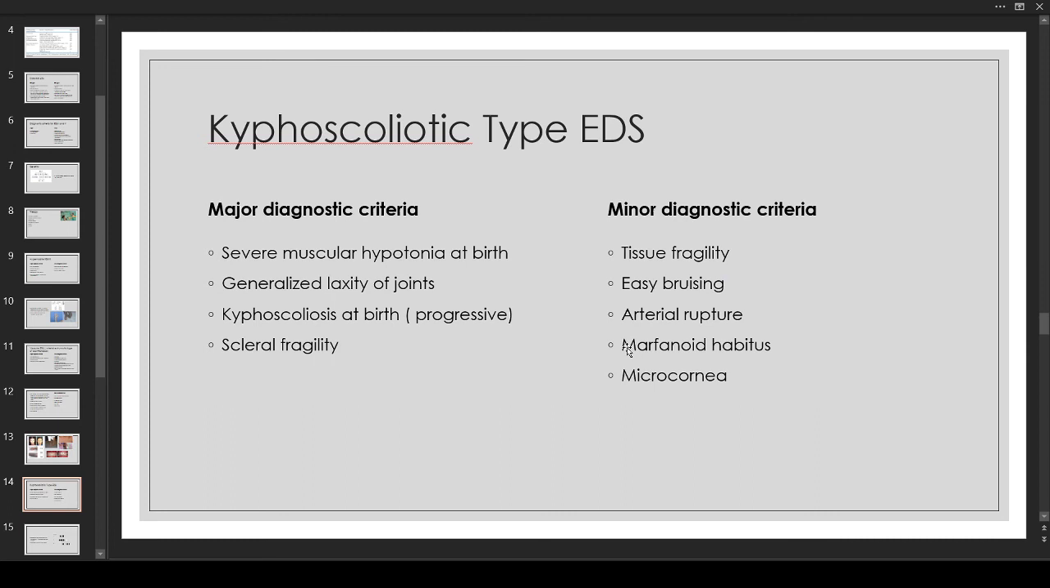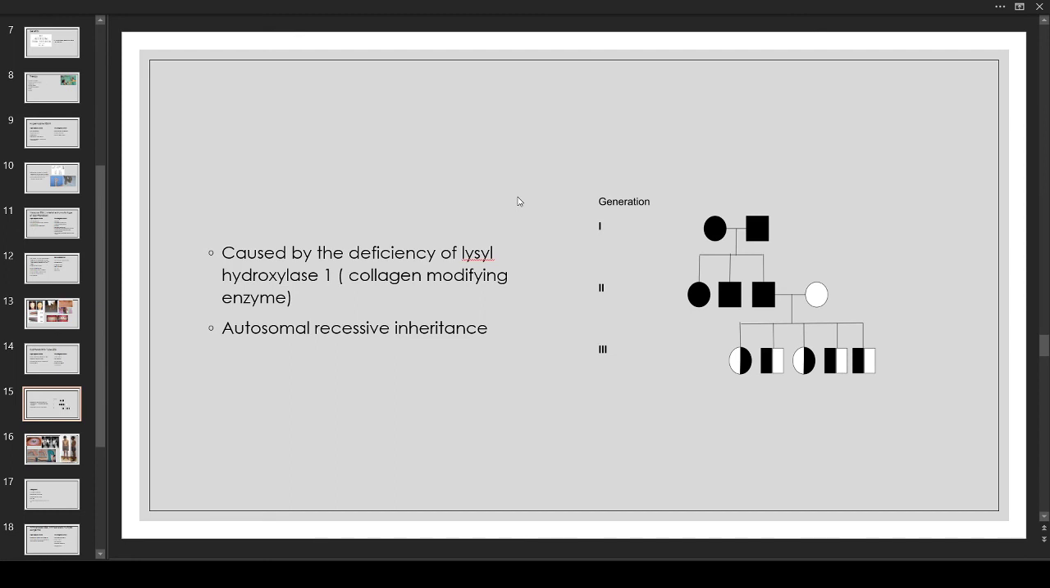Now, the kyphoscoliotic type of EDS. It has major and minor criteria, the major being severe muscular hypotonia at birth, generalized laxity of joints, kyphoscoliosis at birth that is going to be progressive until it is dealt with, and scleral fragility; the minor being tissue fragility, easy bruising, arterial rupture, or marfanoid habitus, and microcornea. And it is autosomal recessive this time, and not due to collagen deficiency, rather an enzyme that modifies it, lysyl hydroxylase 1.